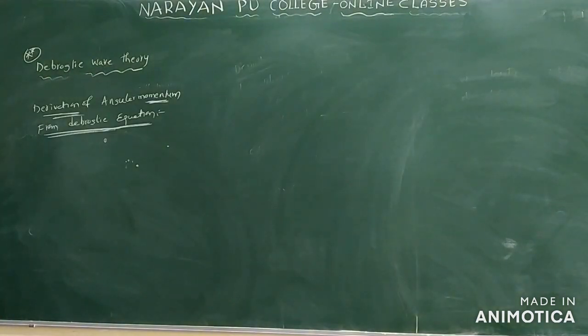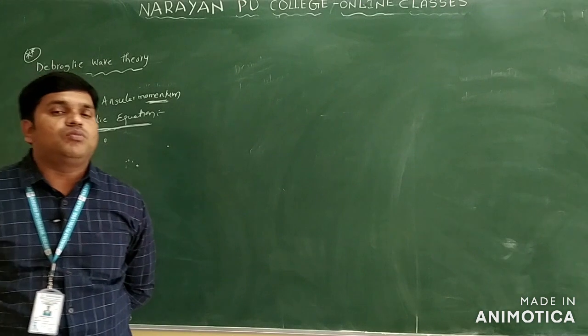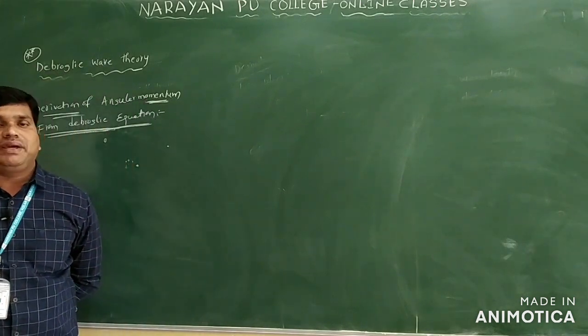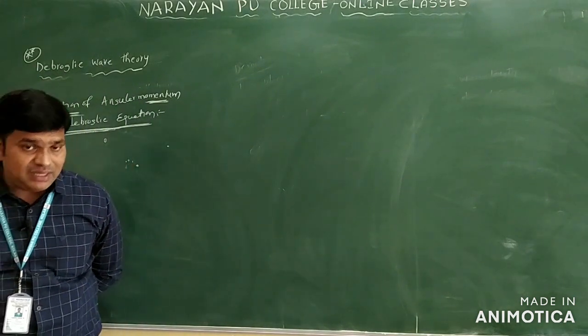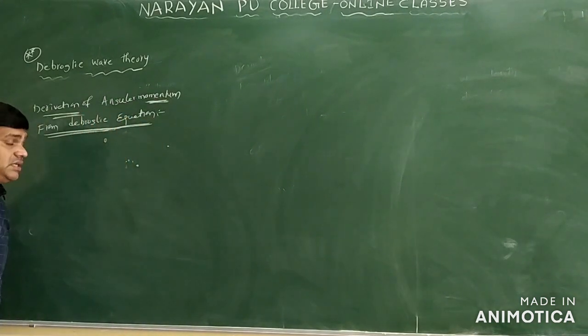So the next concept we have is the derivation of angular momentum from the de Broglie equation. Already we know the angular momentum in the Bohr model: mvr is equal to nh by 2 pi. We have to derive that mvr is equal to nh by 2 pi from the de Broglie equation only.